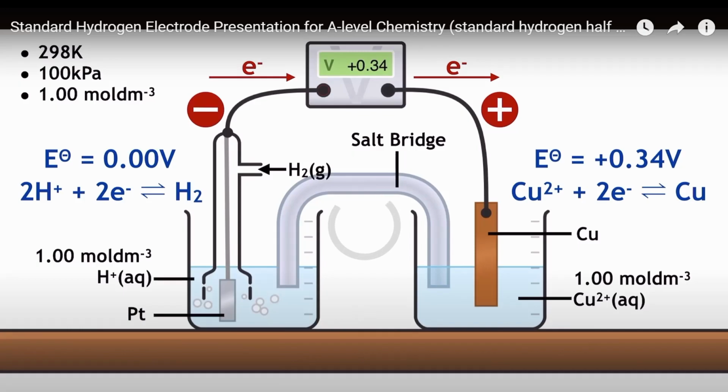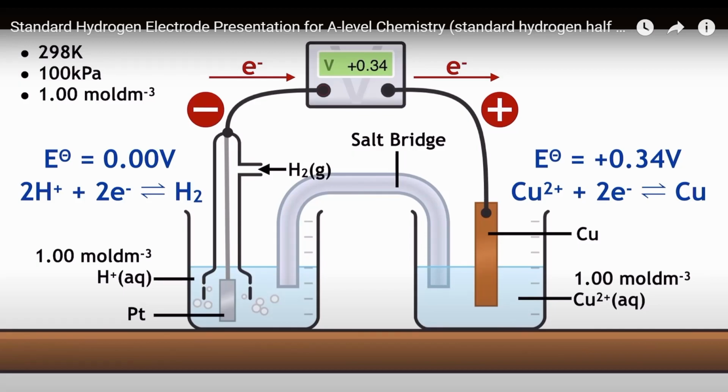Yes? What about the salt bridge? Yeah, what's happening in the salt bridge? We're going to get ion movement in the salt bridge. Which direction will our anions move? Will they move towards the hydrogen electrode or the copper electrode? Which way will the anions move?